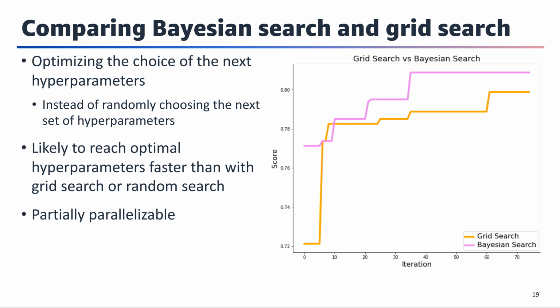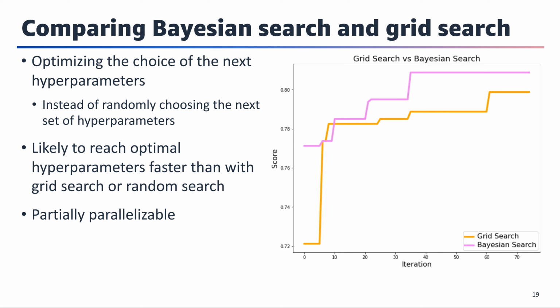The slide compares Bayesian search and grid search for optimizing the choice of hyperparameters in machine learning models. Instead of randomly choosing the next set of hyperparameters, Bayesian search is likely to reach optimal hyperparameters faster than grid search or random search. This is because Bayesian search intelligently selects the next set of hyperparameters to evaluate based on previous evaluations, rather than blindly sampling the search space.